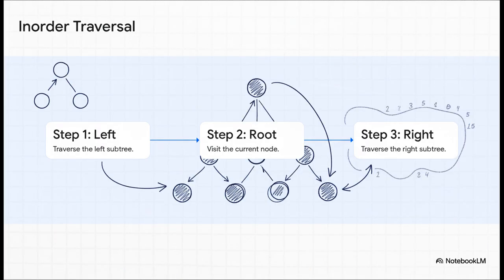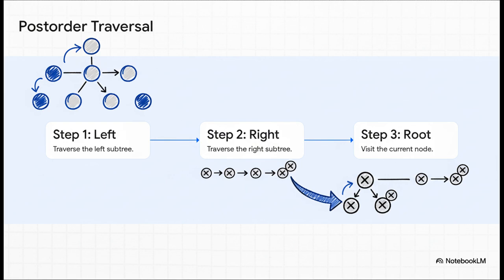Next up, in-order traversal. The pattern here is left, root, right. You go all the way down the left, then visit the node itself, and then go all the way down the right. Now, the real magic of this one is that if you're working with a special kind of tree, a binary search tree, this traversal method will visit all the nodes in perfectly sorted order. It's incredibly handy.